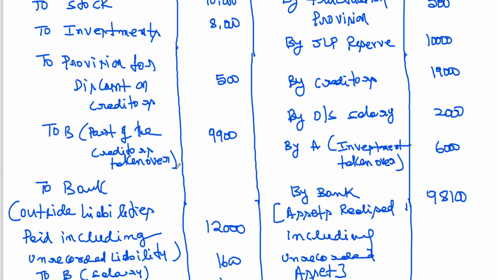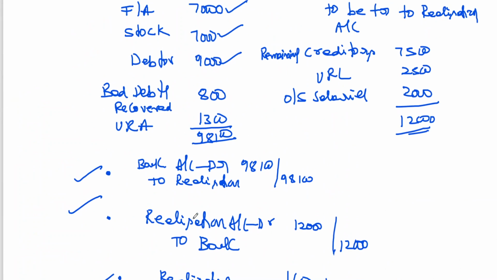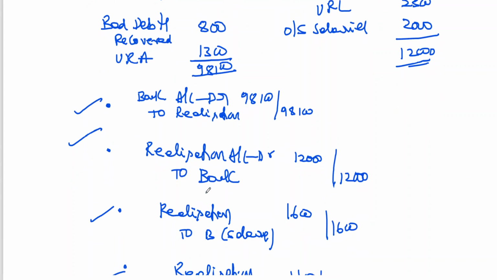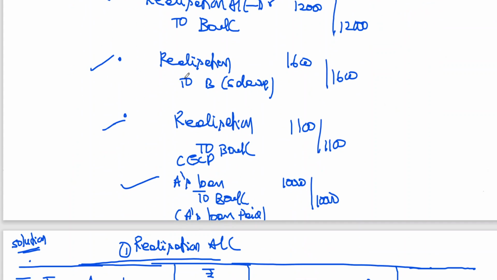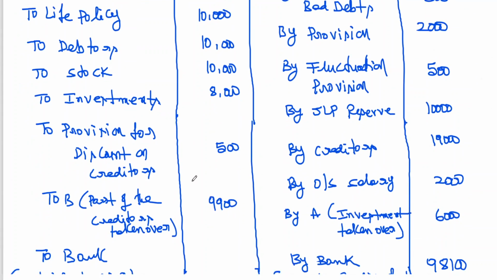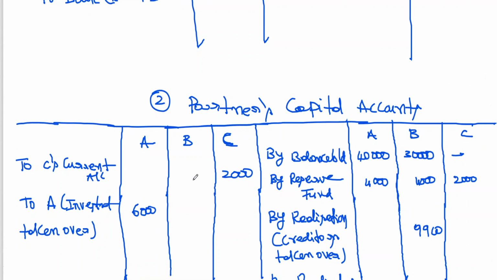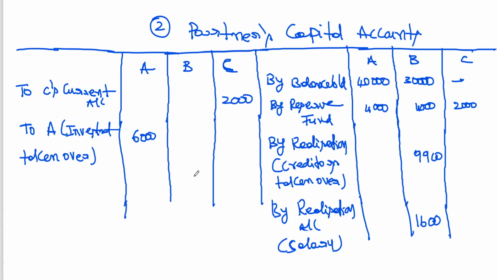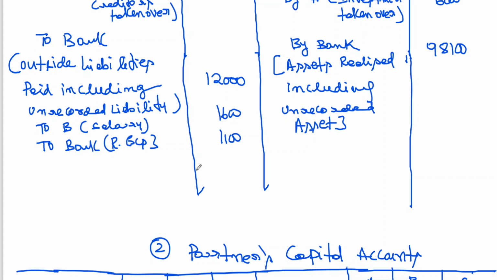So almost all the items have been taken care of. Okay, the entries part, this entry has been completed, both aspects have been recorded. Both aspects means realization debited, B credited, realization debited, bank credited, A's loan debited, bank account credited. Now the posting has been completed. Now what is it that we need to do? We need to first close which account? Realization account.